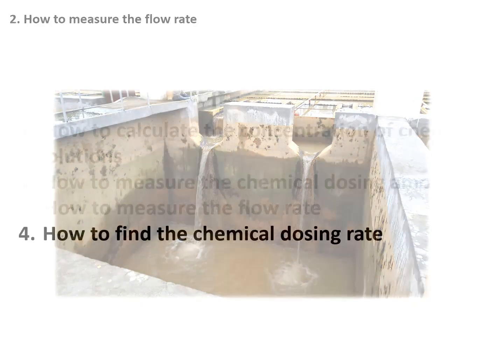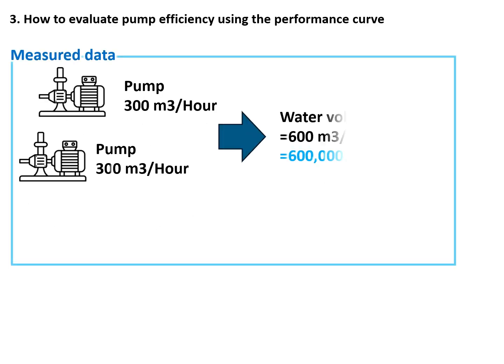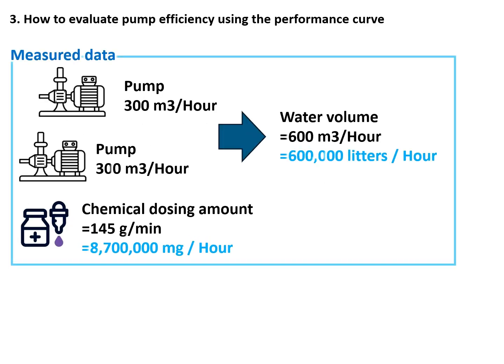As the final part, the chemical dosing rate is going to be found from now on. Let's say there are two same capacity pumps to deliver water from pre-sedimentation pond to treatment plant inlet and two coagulant dosing points. The measured data is shown here.